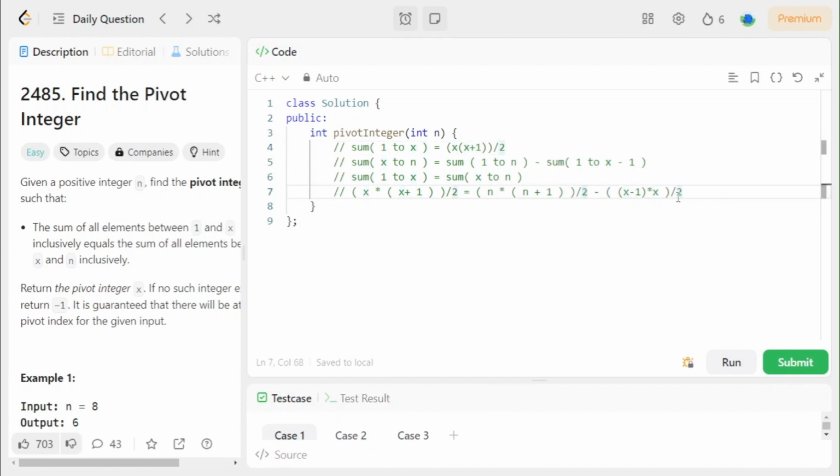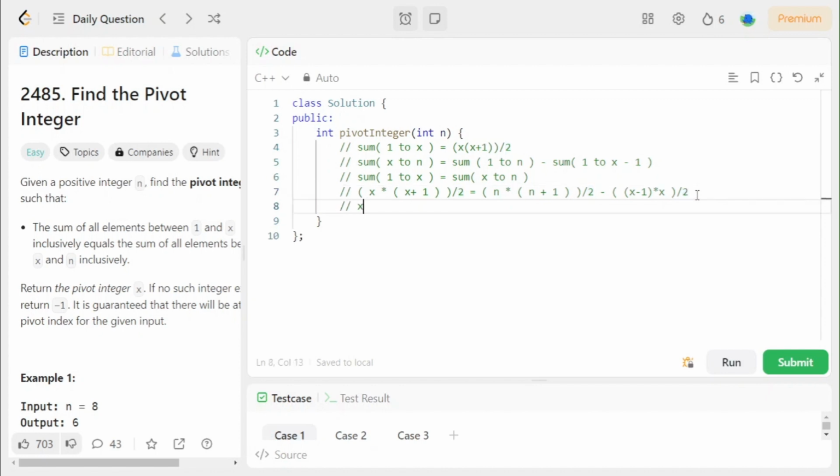So we can cancel the division of 2. So what we'll get is x star x plus 1 equal to n star n plus 1 minus x minus 1 star x. Let's bring the x to the left hand side. So we'll get 2 star x star x equal to n star n plus 1. So basically x is equal to the square root of n star n plus 1 by 2, right?